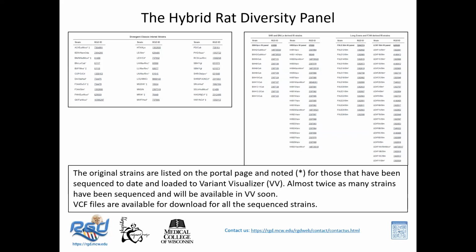You can't probably see them, but a number of them are noted with an asterisk, and those are the ones that have been sequenced to date and loaded to the variant visualizer tool. Almost twice as many strains have been sequenced, and they will be loaded to variant visualizer very soon. I promised. VCF files are available for download for all of the sequenced strains, whether they're loaded to variant visualizer or not.